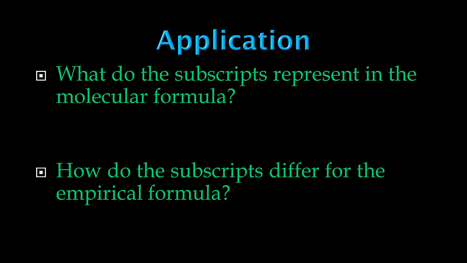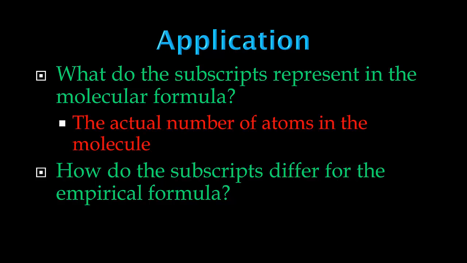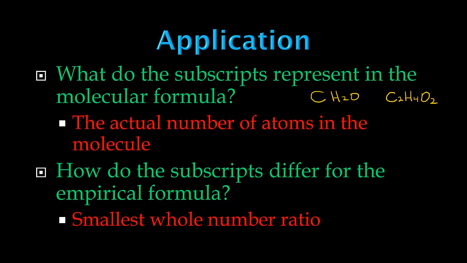Okay, so what do the subscripts represent in the molecular formula? They represent the actual number of atoms in the molecule. So back again, CH2O, these subscripts mean that there is 1 carbon, 2 hydrogens, and 1 oxygen. And in C2H4O2, this 2 means that there are 2 carbons, this 4 means there are 4 hydrogens, and this 2 means there are 2 oxygens, so the actual number of atoms. So how do the subscripts differ for the empirical formula? Well, the empirical formula has the smallest whole number ratio. These subscripts cannot be divisible anymore.